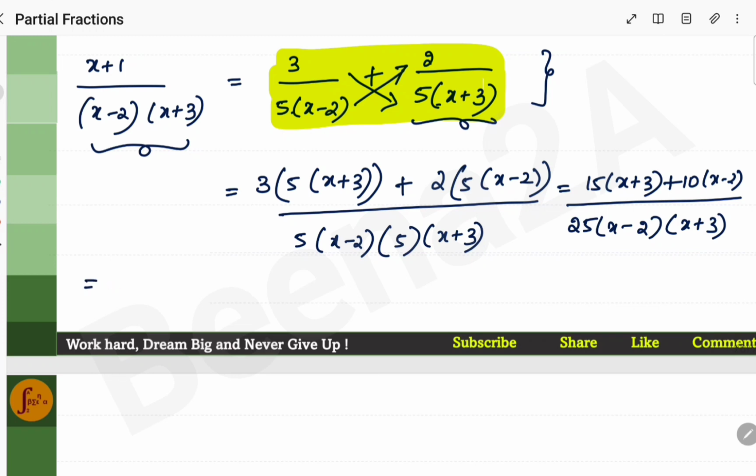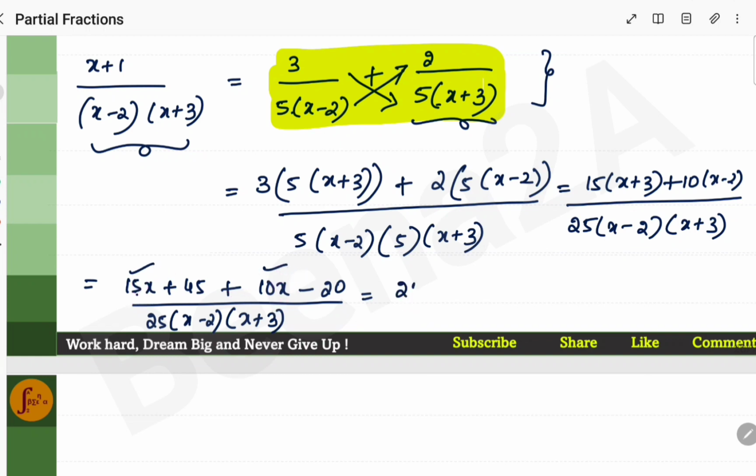Now let's further simplify. 15 into x is 15x. 15 into 3 is 45. Then 10 into x is 10x. 10 into minus 2 is minus 20. I'll just copy the denominator as is. We don't have to multiply this. We'll leave it here. Now we'll add the similar terms: 15x plus 10x is 25x. 45 minus 20 is plus 25. Divided by 25 into x minus 2, x plus 3. I don't want to multiply the denominators, only the numerators.